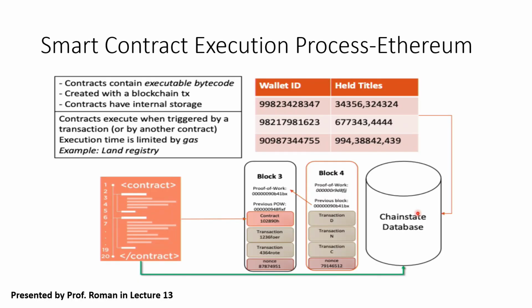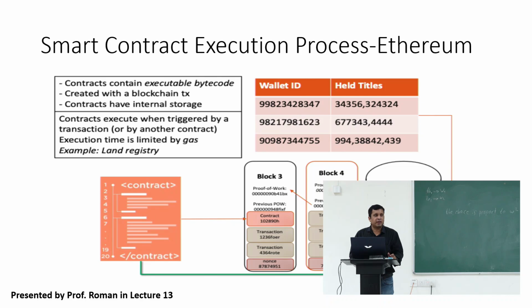This was already covered by Professor Roman in lecture 13: the contract contains the executable byte code. It is created with a blockchain transaction. So the contract is stored on the blockchain in the form of a transaction. And as we have already seen, transactions on the blockchain are immutable. So such contracts are immutable. Nobody can modify their terms and conditions.